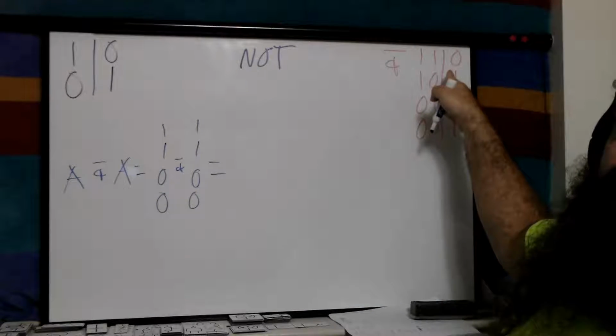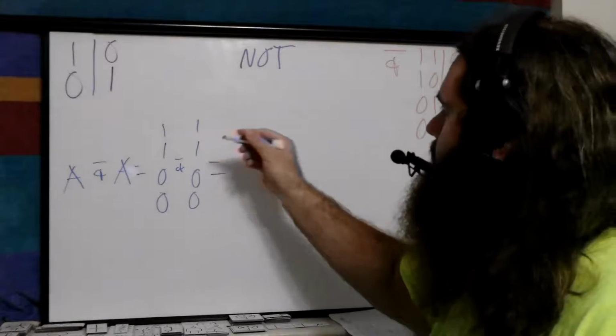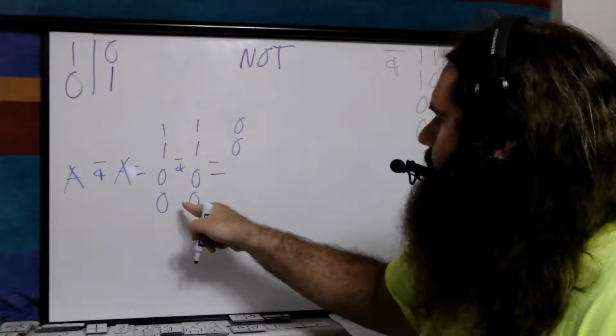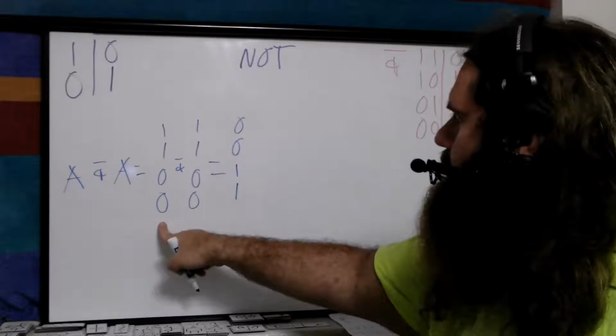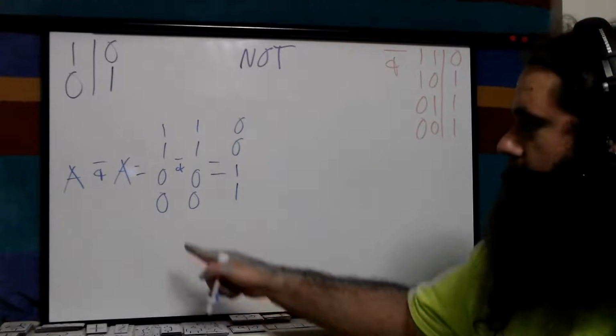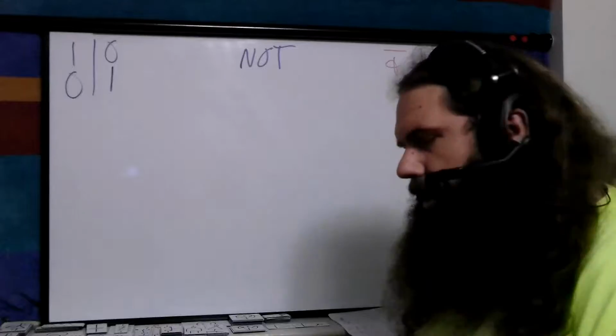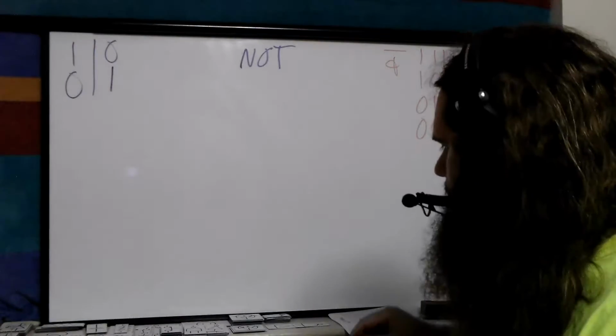So we said if both are 1, it's 0, otherwise it's 1. Well, both are 1, so we got a 0 and a 0. Everything else is a 1. So here's our input, here's our output, we flipped it. So there is your NOT gate. So now that I've proven the NOT gate works, I'm going to keep life simple.